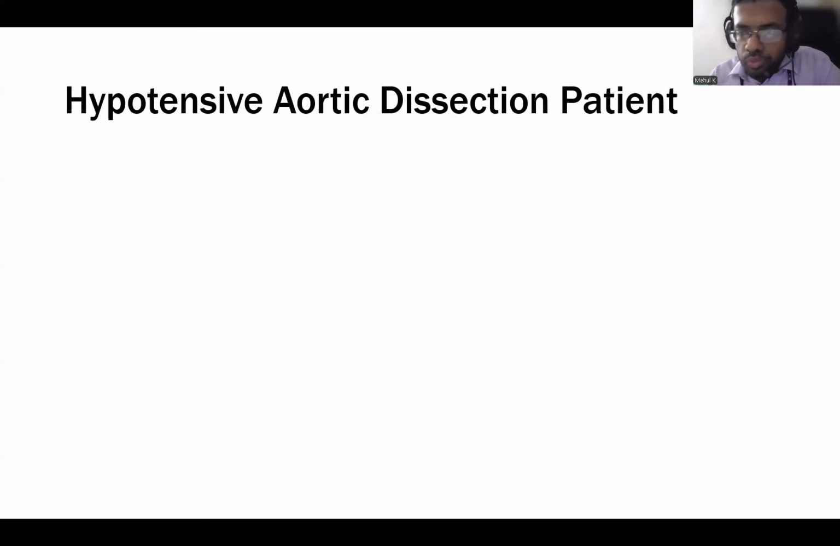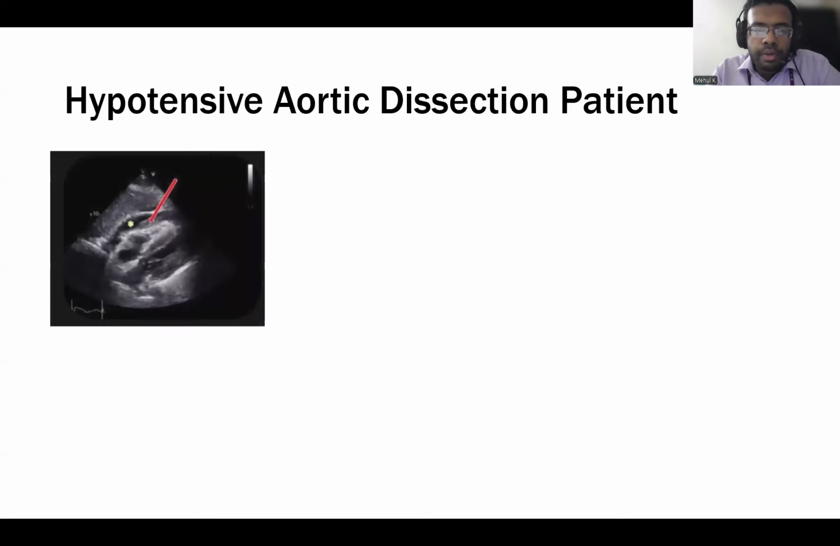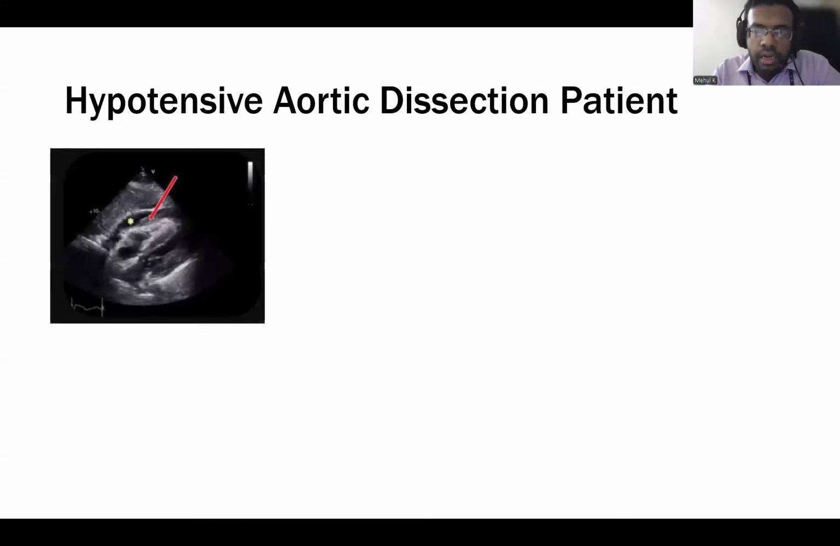Now, that is all fine. That is the most common management that we do for most of the aortic dissection patients. But what about the hypotensive aortic dissection, the aortic dissection with shock, which is really, really scary? So you have to know the differential diagnosis for a patient with aortic dissection having shock. Number one is pericardial effusion leading to tamponade.